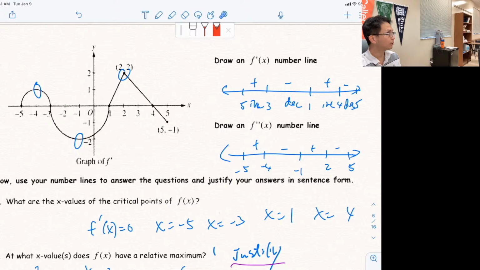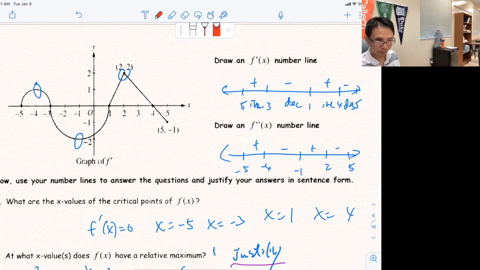Any questions so far? Oh, did you just include -5 and 5 on your double prime number line just for reference? Yeah. Oh, okay. For reference. I didn't do anything before that. I didn't do a sign before or after that.